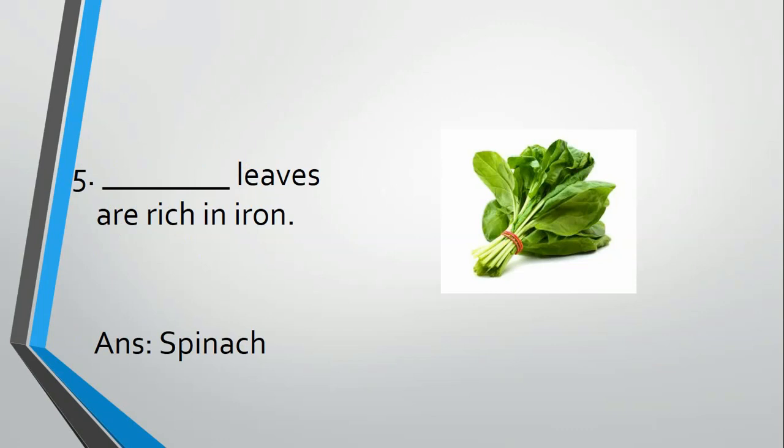Next one, dash leaves are rich in iron. You can see the picture of spinach leaves here, and these leaves are very rich in iron, and it is very good for your health, so try to eat this vegetable also.